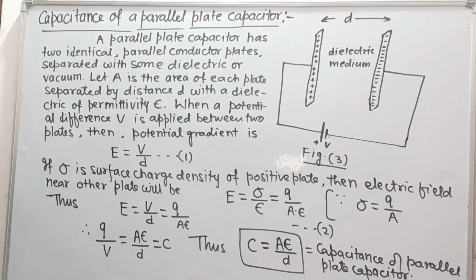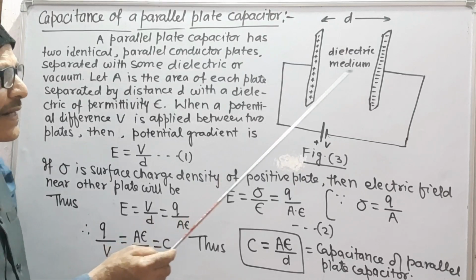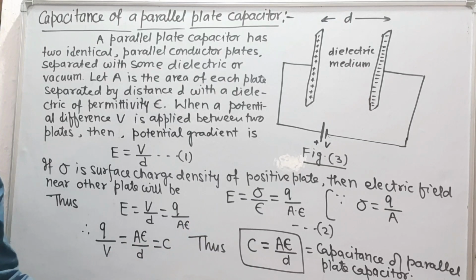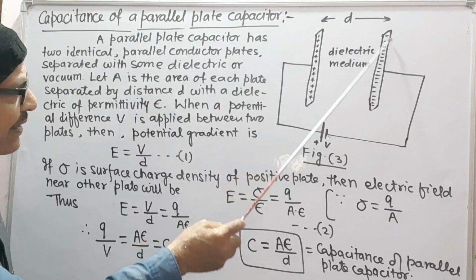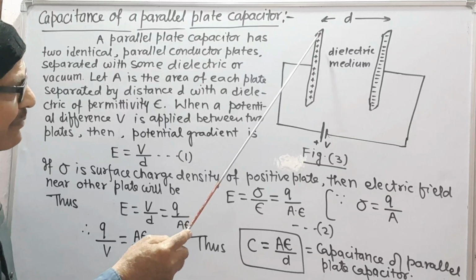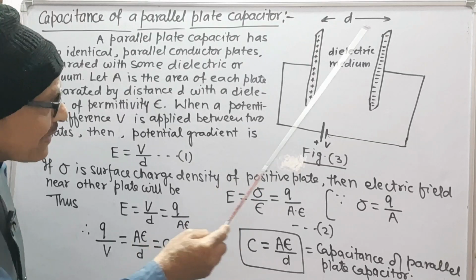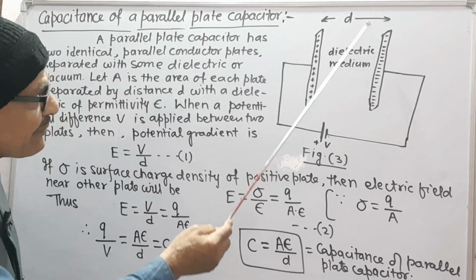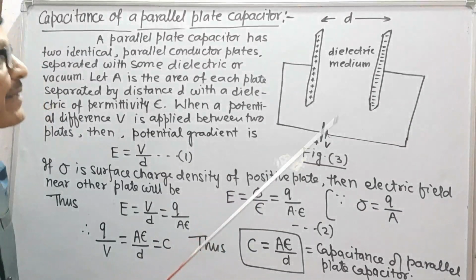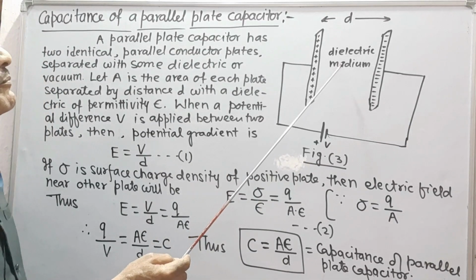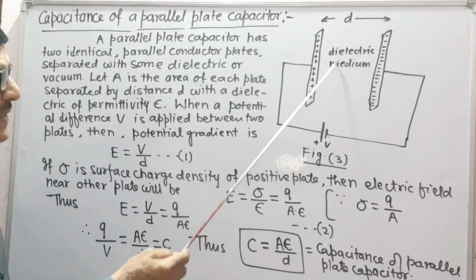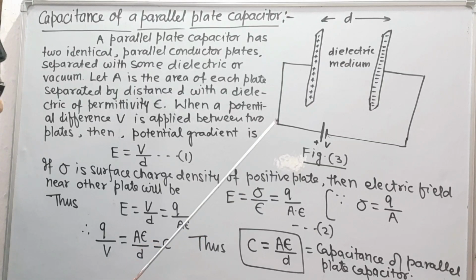Next, we take capacitance of a parallel plate capacitor. A parallel plate capacitor has two identical parallel conductor plates separated by some distance with a dielectric medium or vacuum. Here, this is a parallel plate capacitor having area of each plate as A and separated by distance D with a dielectric medium of permittivity epsilon.